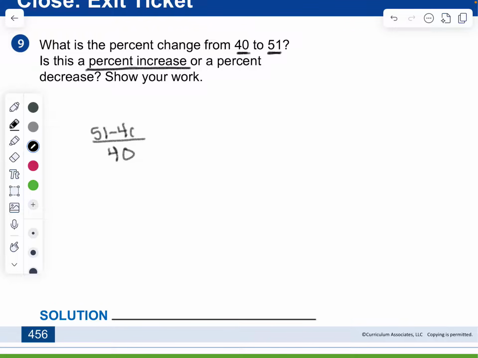51 minus 40 times 100. 51 minus 40 is 11. Divided by 40 times 100, 27.5%.